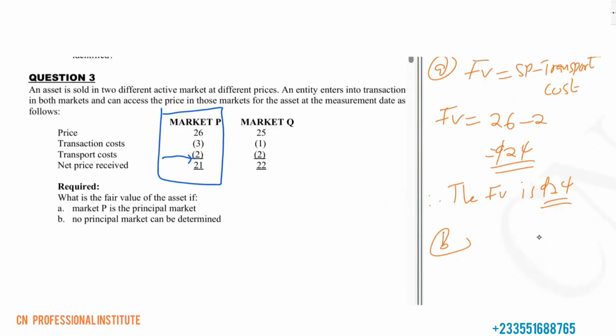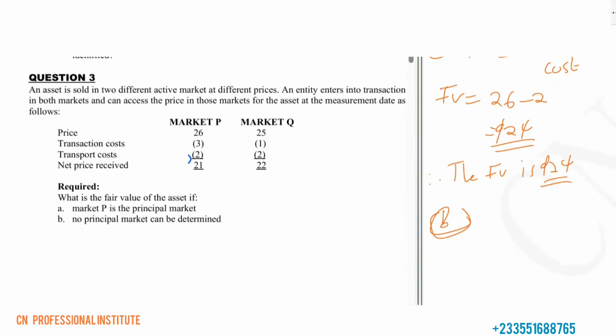B says if no principal market can be determined. And we said that if no principal market can be determined, or if there's no principal market, then we use the most advantageous market. How do we get the most advantageous market? We said to get it for assets, we deduct the transport cost and transaction cost from the selling price. And then the net amount, we compare the two. The one with the higher or the highest becomes the most advantageous.